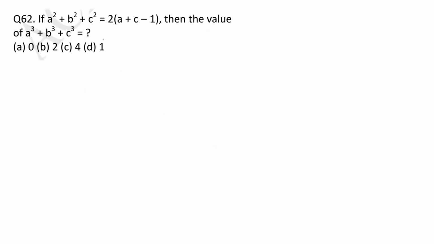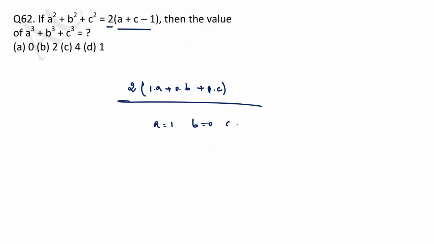A square plus B square plus C square. If it is in 2 into something like this, coefficient of A, coefficient of B, B is not there. Coefficient of C, it is 1 into C. That minus 1 you ignore. So the coefficient becomes the values of A, B, C. A value is 1, B value is 0, C value is 1, with signs. So A value is 1 means 1 cube plus 1 cube plus 0 cube. Anyway, B value is 0, no? 0 cube plus 1 cube is 1 only. Therefore, the answer is 2, including the signs.